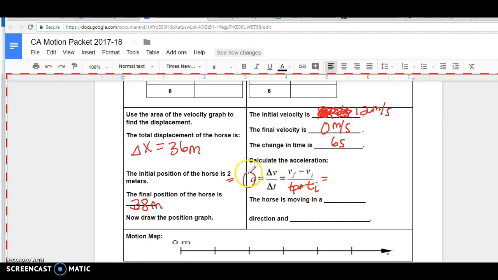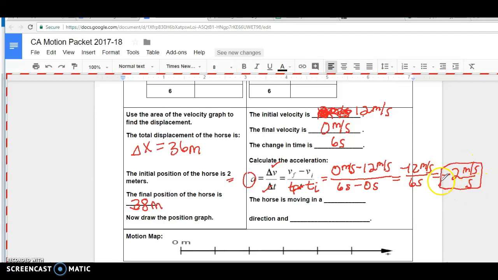So when I calculate my acceleration, it's change in velocity over change in time. The final velocity was 0 meters per second, and the initial velocity was 12 meters per second. The final time was 6 seconds, and the initial time, if it's starting from the beginning of the graph, will always be 0 seconds. That gives me negative 12 meters per second in 6 seconds, which is negative 2 meters per second per second. This is the acceleration.